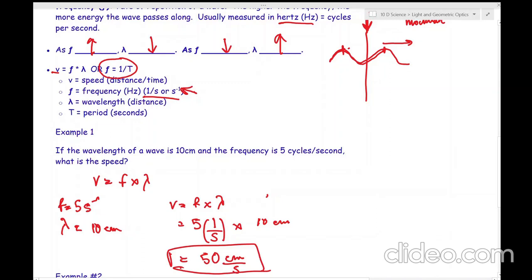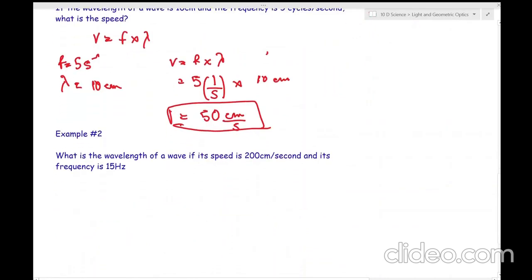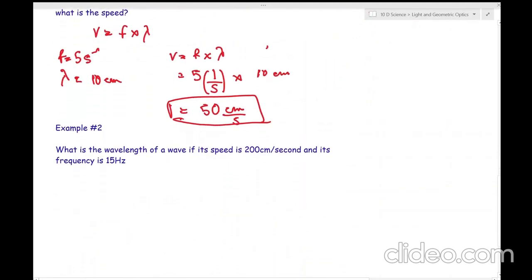So very interesting. The second problem I have here is a wavelength problem again. It's asking what the wavelength of a wave is if its speed is 200 centimeters per second and its frequency is 15 hertz. So let's go through and actually figure this out. So we know that the equation is v is equal to f multiplied by lambda. We aren't interested in this equation. We need to rearrange this equation to produce an equation that says lambda equals.